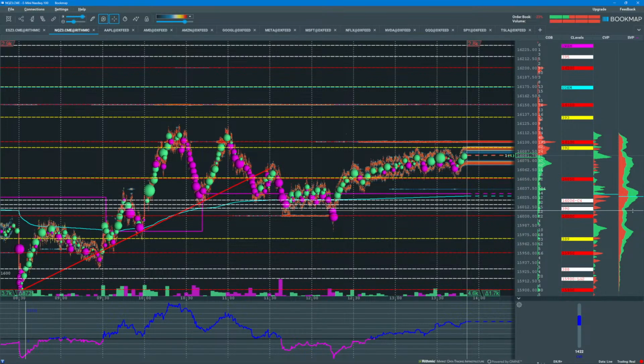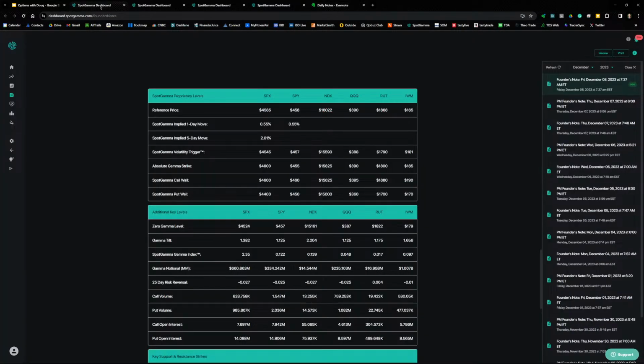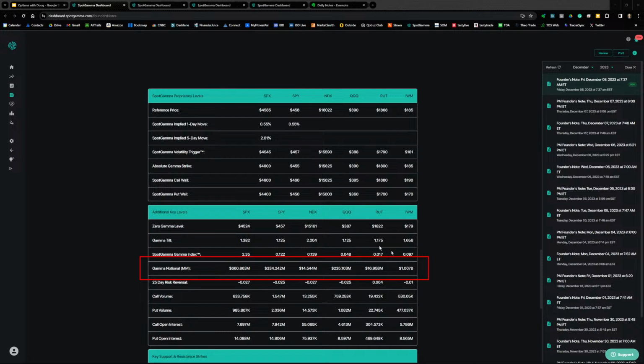All right, let's take a look at gamma notional now. See where market makers were positioned on the gamma curve at the beginning of the day. So what I'm going to take a look at is gamma notional. This is available in the Spotgamma AM Founders Note. I look at this every day for the S&P 500, NASDAQ, and Russell 2000. This gives me a sense of how market makers may react to changes in price and implied volatility.